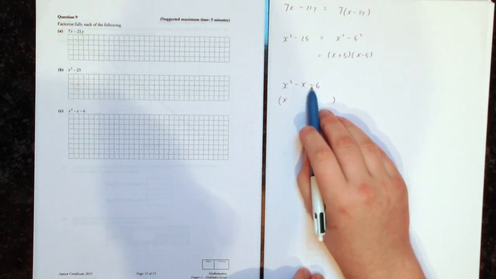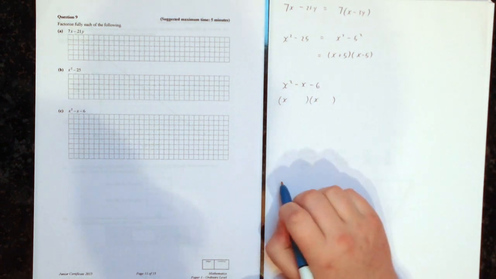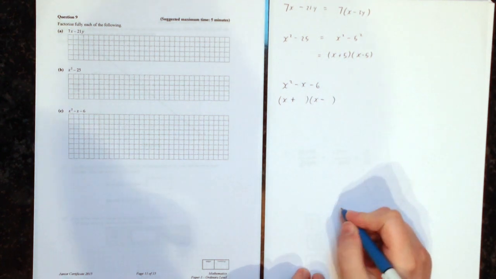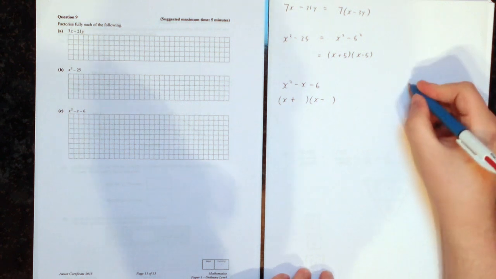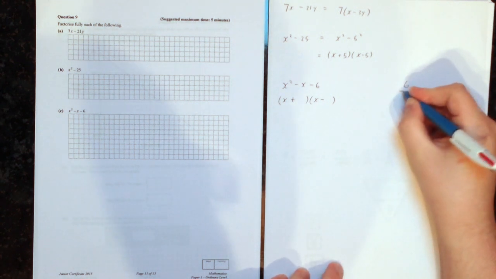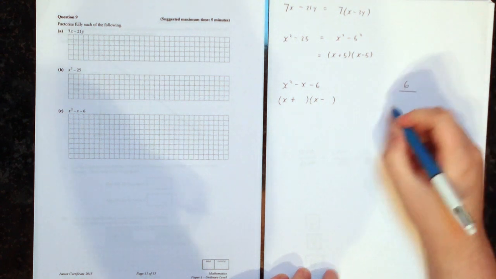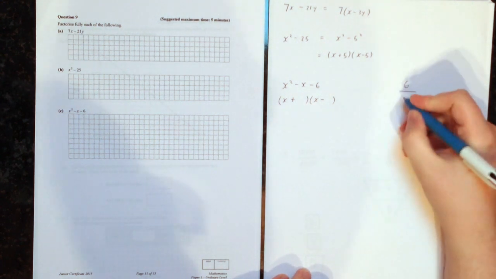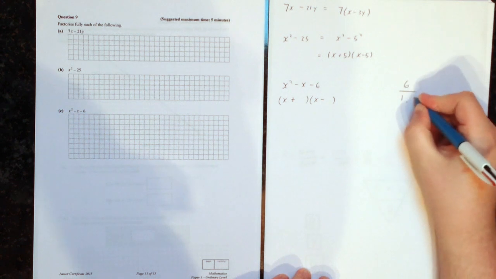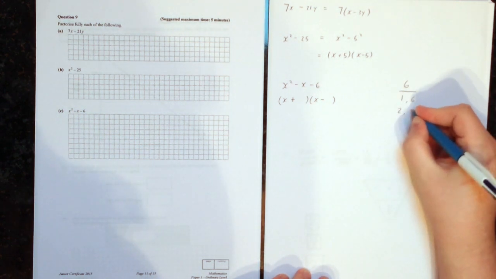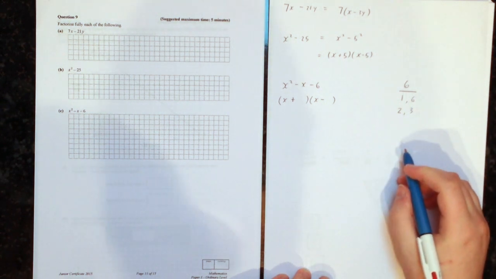This is a minus, so that means the signs in these brackets must be different. So one will be a plus, and the other one will be a minus. The last thing we want to do is look at the factors of 6 of this term. Those are the numbers that you can multiply together to make 6. So you can multiply 1 by 6 to make 6, or you can multiply 2 by 3 to make 6.